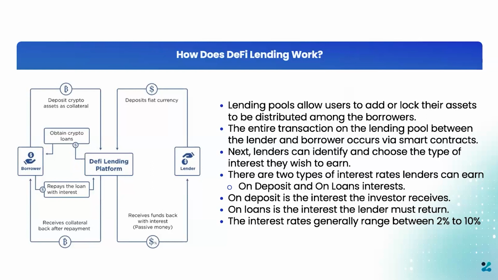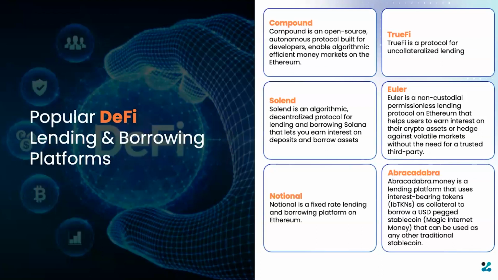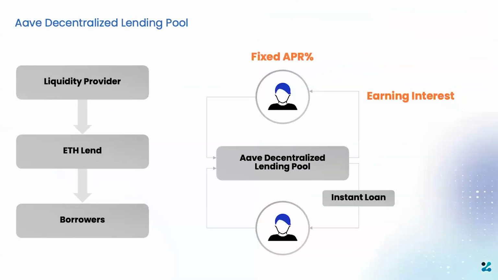Again, from a business model perspective, the borrowers pay interest. So one, you're putting in more collateral. Second, of course, like in traditional finance, the borrower will be paying interest on the amount they have taken as a loan, and a substantial portion of that interest goes to the liquidity provider as an incentive for them to provide liquidity. Some of the popular DeFi lending and borrowing platforms are Compound, Solend, which is on Solana, and then Aave being one of the largest that we'll talk about.